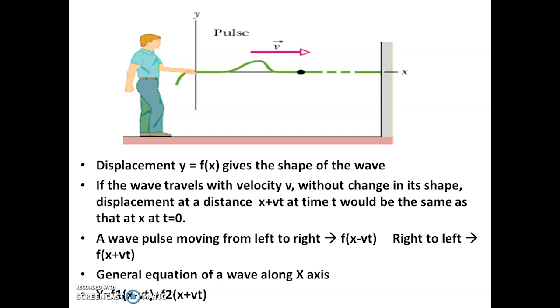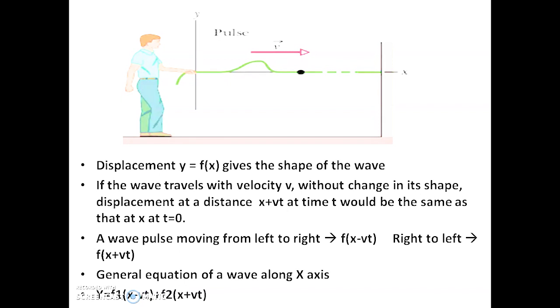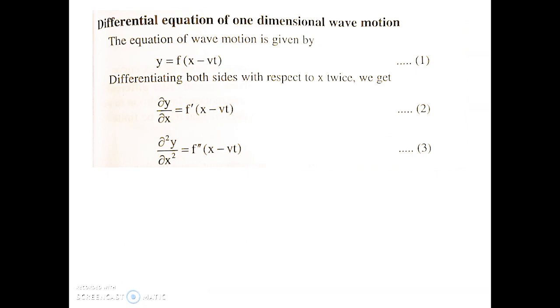Then one can say that if f of x is the shape of the wave at time t equal to 0, and if the wave is propagating with a velocity v from left to right, then the displacement at a distance x plus vt at time t will be the same as that at x at time t equal to 0. A more general form of a wave pulse propagating from left to right is usually represented as f of x minus vt, and for a wave propagating from right to left, it is usually represented as f of x plus vt. So a general equation of a wave propagating along the x-axis is usually written as a combination of a function of x minus vt and another function of x plus vt.